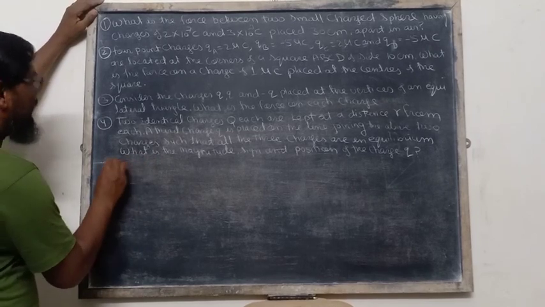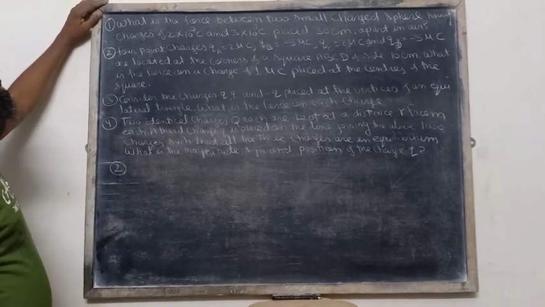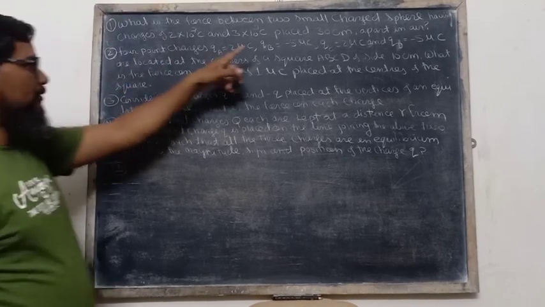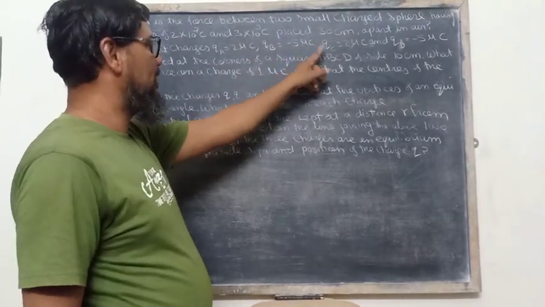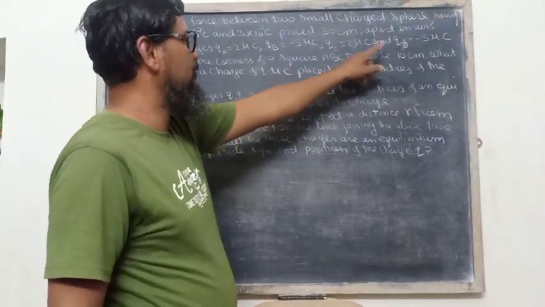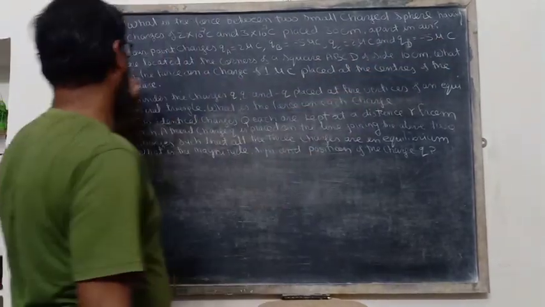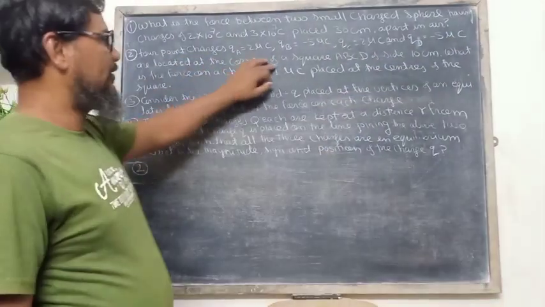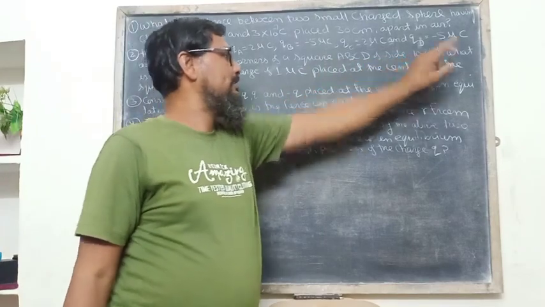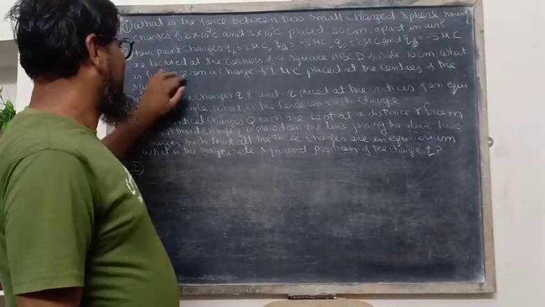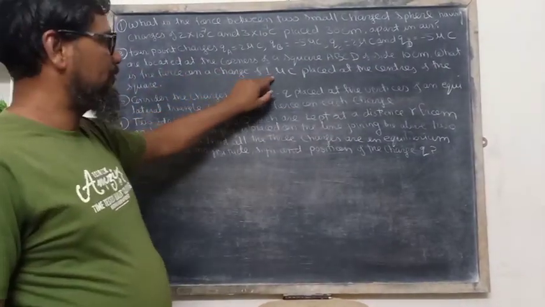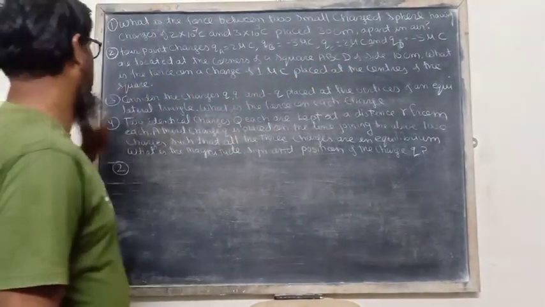Question number 2 is about 4 point charges. Qa is equal to 2 microcoulomb, Qb is equal to minus 5 microcoulomb, Qc is equal to 2 microcoulomb, Qd is equal to minus 5 microcoulomb, are located at the corners of a square ABCD of side 10 centimeter. What is the force on a charge of 1 microcoulomb placed at the center of the square?